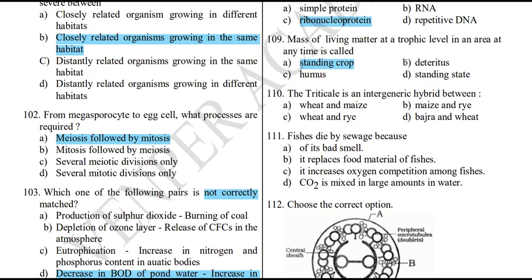The next is triticale. Okay, triticale is a hybrid. It is an intergeneric hybrid. So how can we say that? It is actually between wheat and rye. So the wheat is going to be Triticum. Okay, let me write that. It's going to be Triticum.